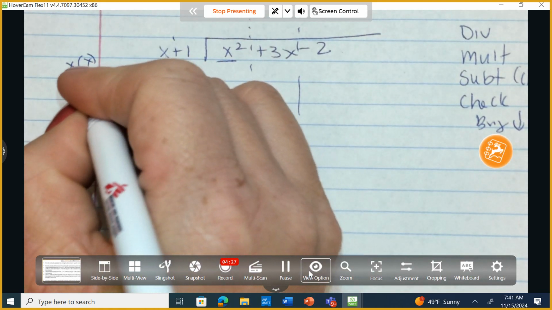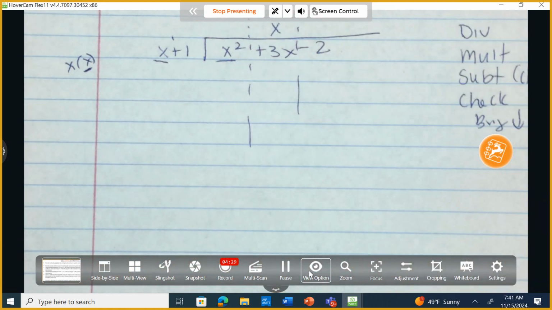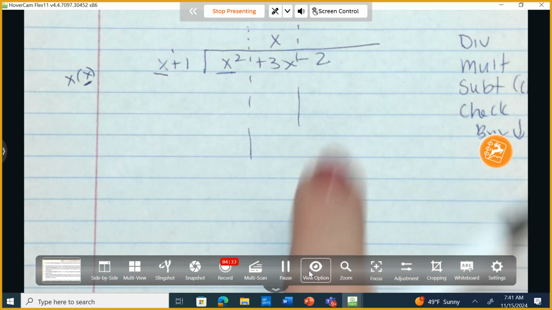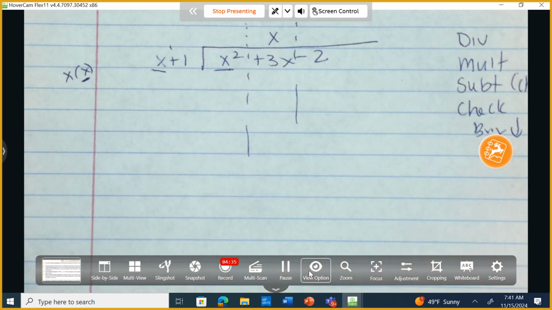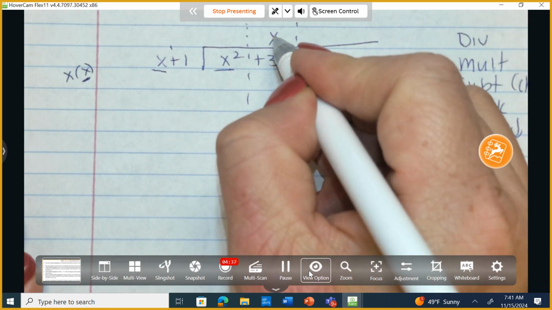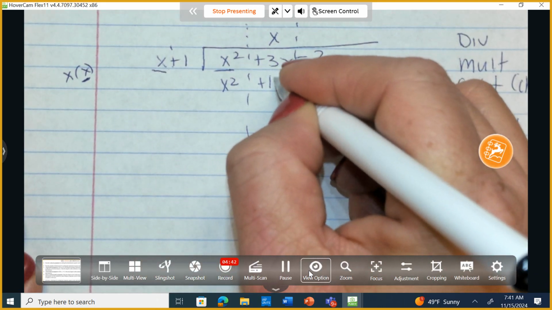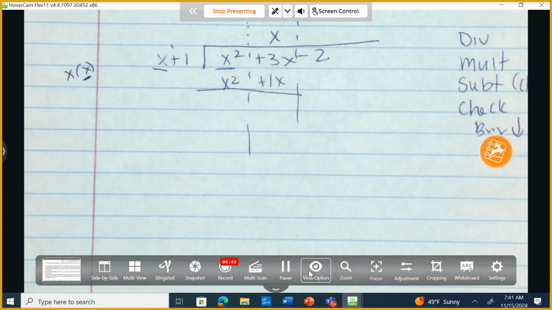So I know I want to take an x and put it into just the x column. Notice this is the x squared column, this is the constants column. So I've just chosen my number up above, and now it's time for me to multiply. x times x is x squared. x times positive 1 is positive 1x, and then I put a line underneath.